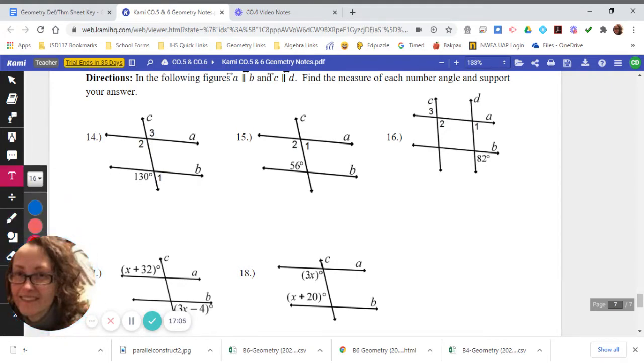I have these 2 angles right here. Let me mark right here and right here. These are going to be a linear pair. That's going to make them supplementary. So they have to add up to 180 degrees. 130 plus what gives me 180? Well, that would be 50.